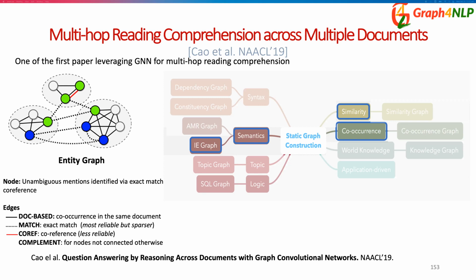Then it also applies an out-of-the-box coreference model to identify coreference relationships between the nodes, and finally introduces another edge called complement. Basically, for nodes that are not connected with each other, they also have this complement edge, which is not shown in the graph for simplicity.